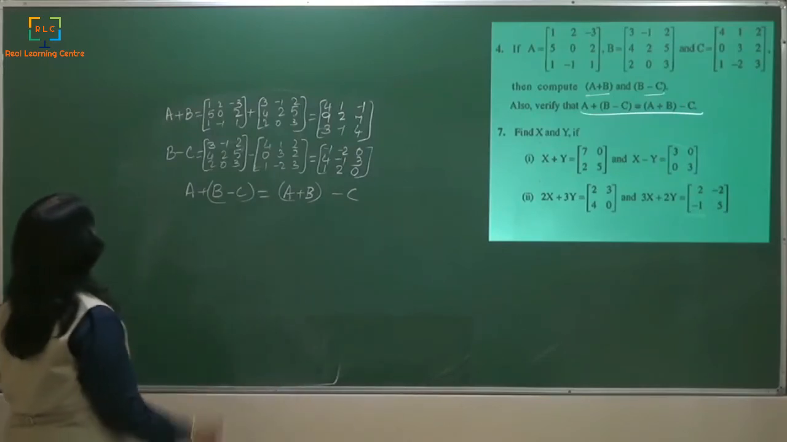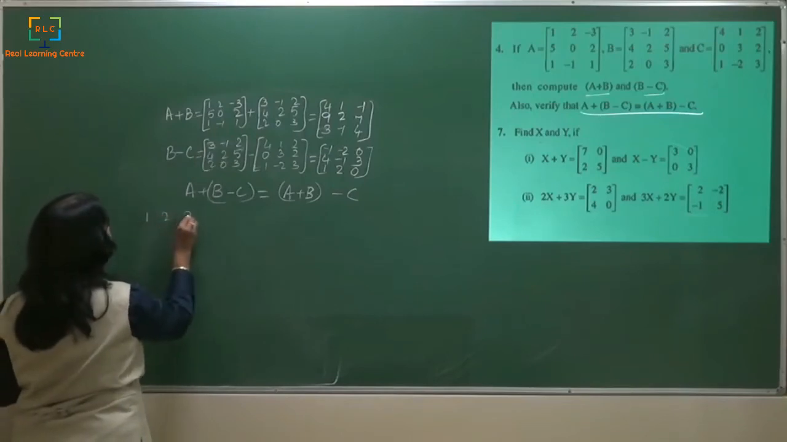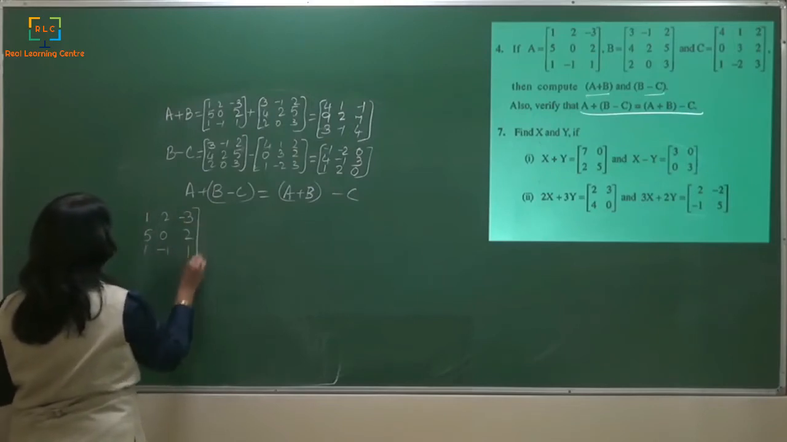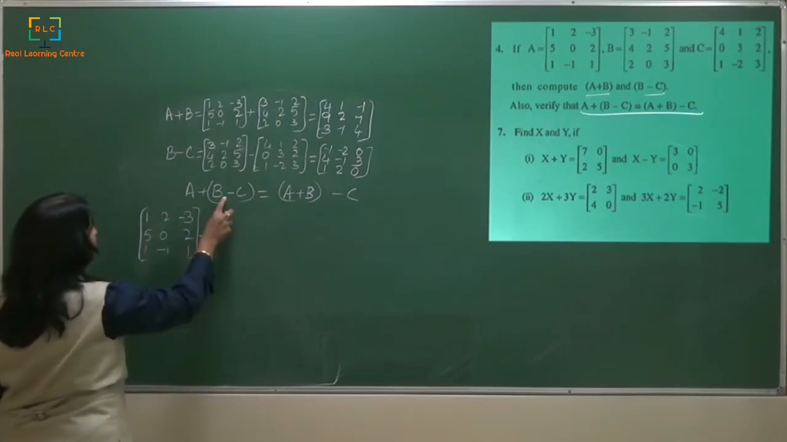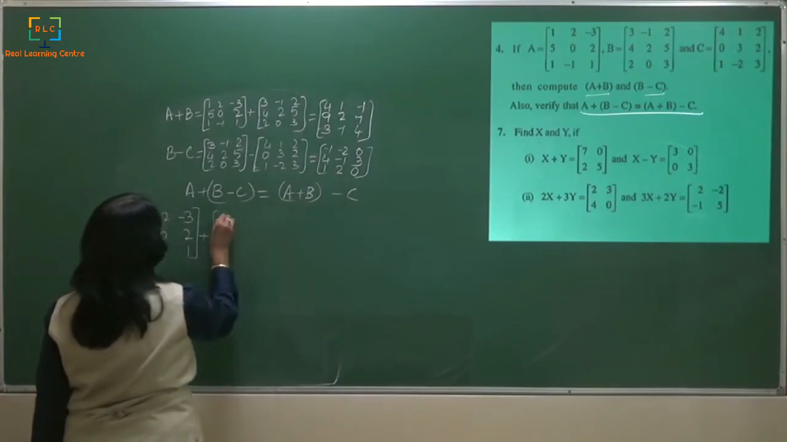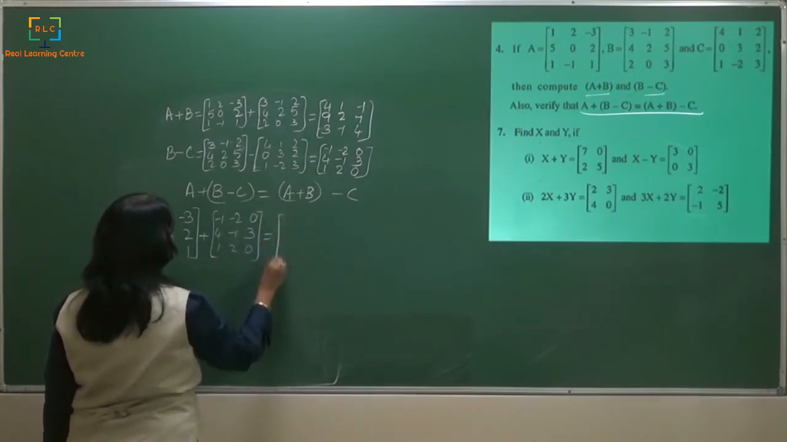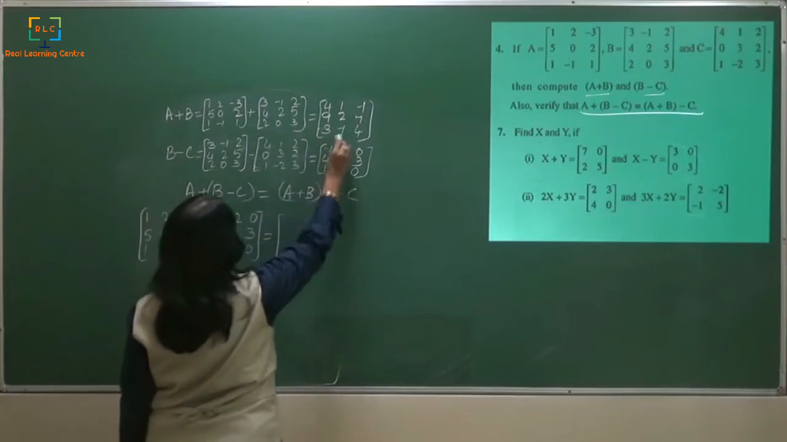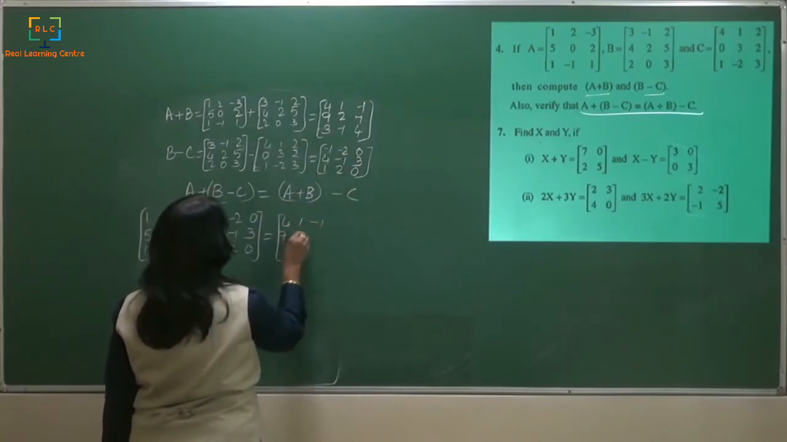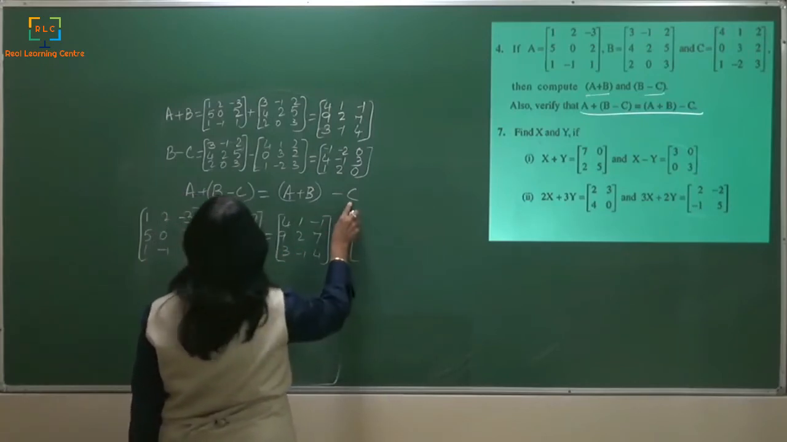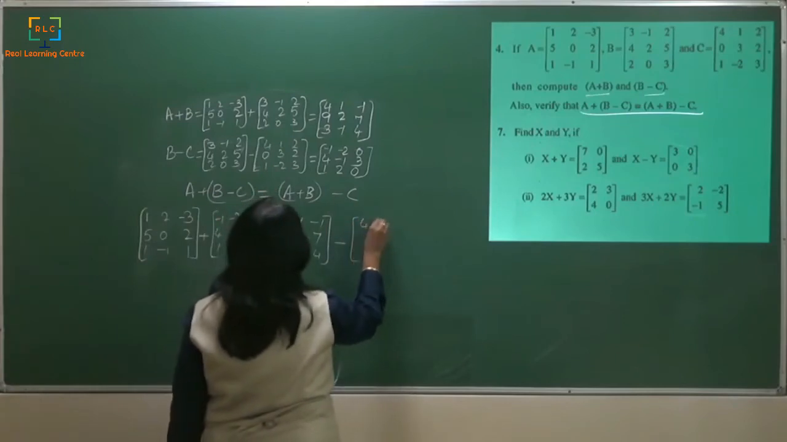I have A here, so I shall take [1, 2, minus 3; 5, 0, 2; 1, minus 1, 1]. And I have my B minus C ready. B minus C is this: [minus 1, minus 2, 0; 4, minus 1, 3; 1, 2, 0], which is equal to A plus B. A plus B I have here: [4, 1, minus 1; 9, 2, 7; 3, minus 1, 4], minus the matrix C. C is this: [4, 1, 2; 0, 3, 2; 1, minus 2, 3].